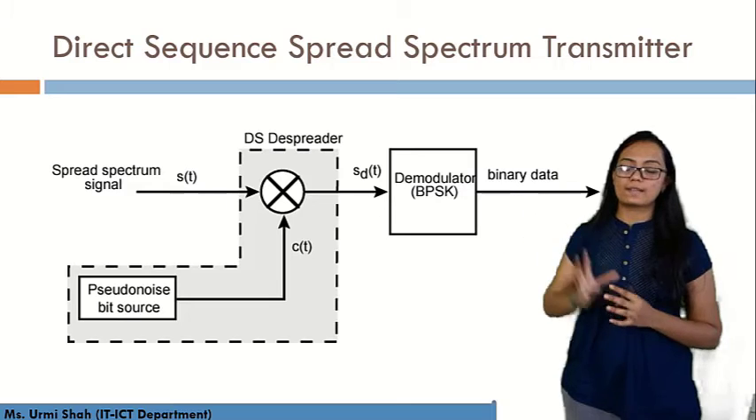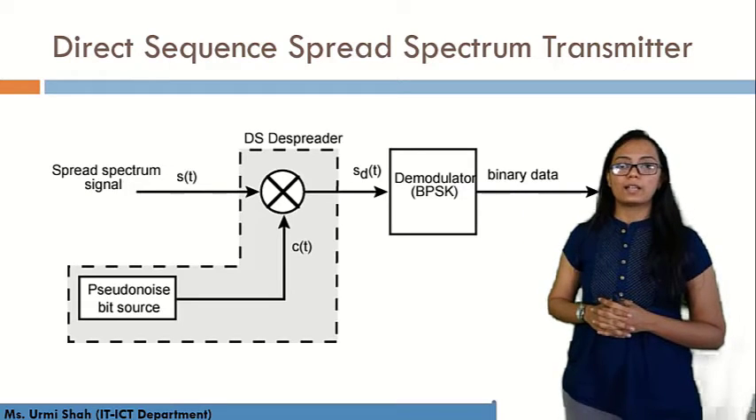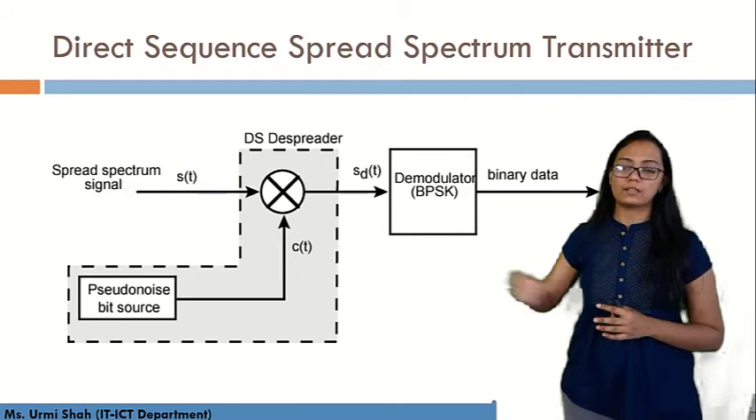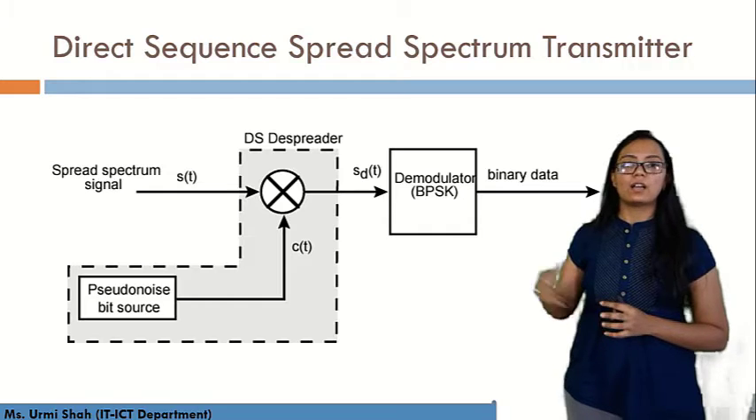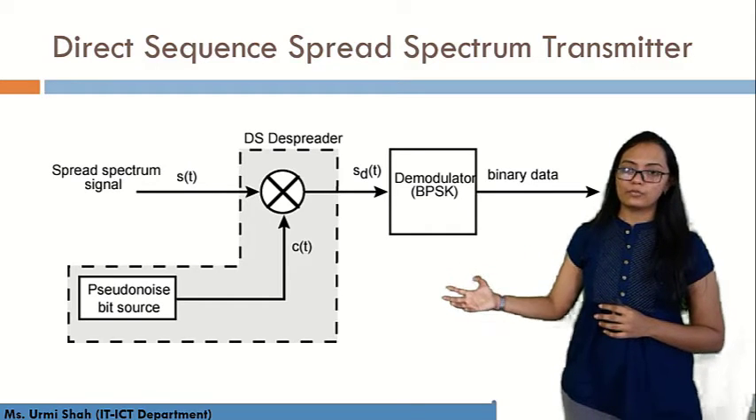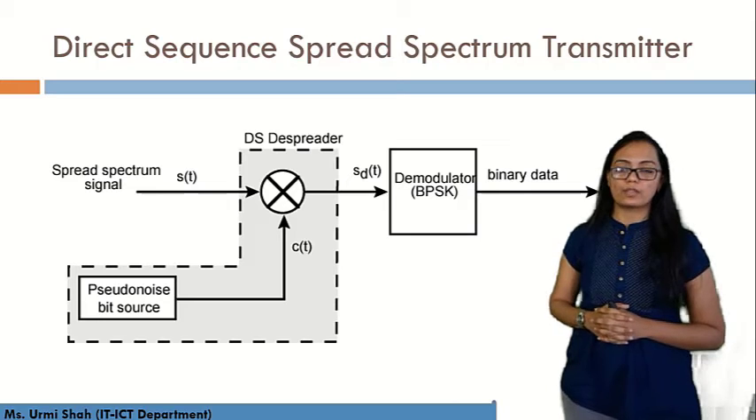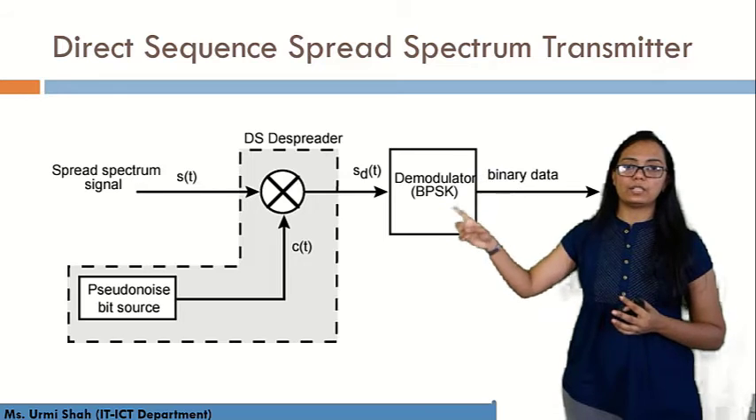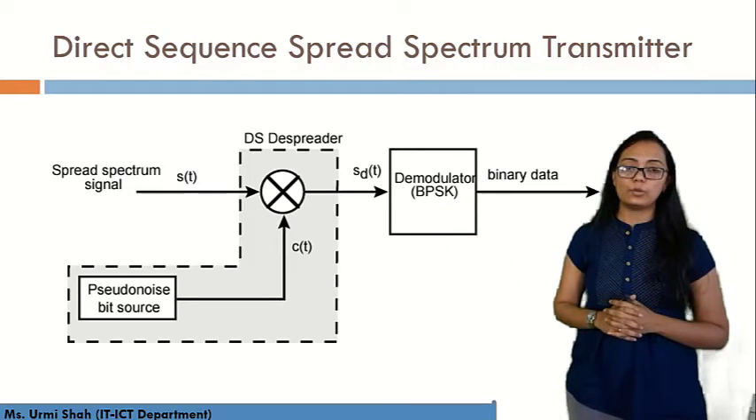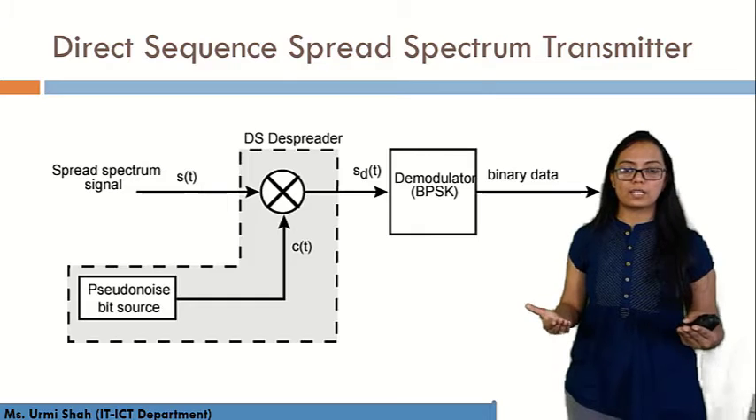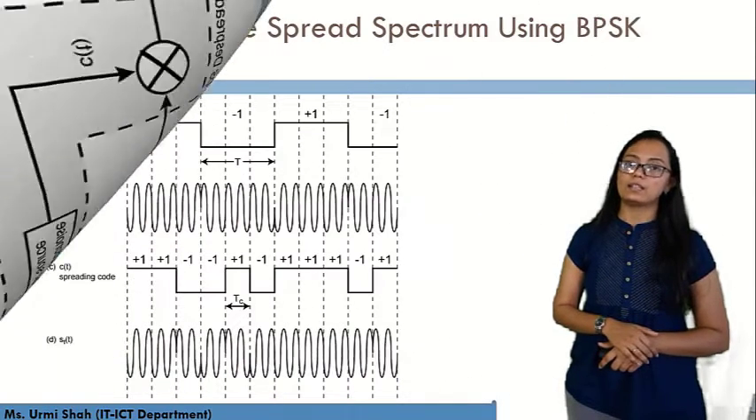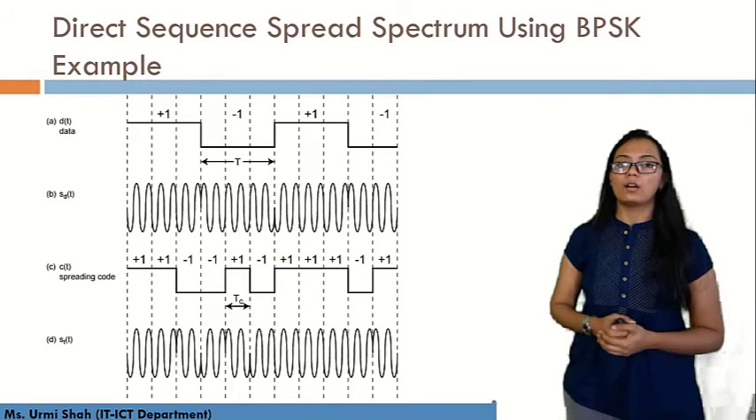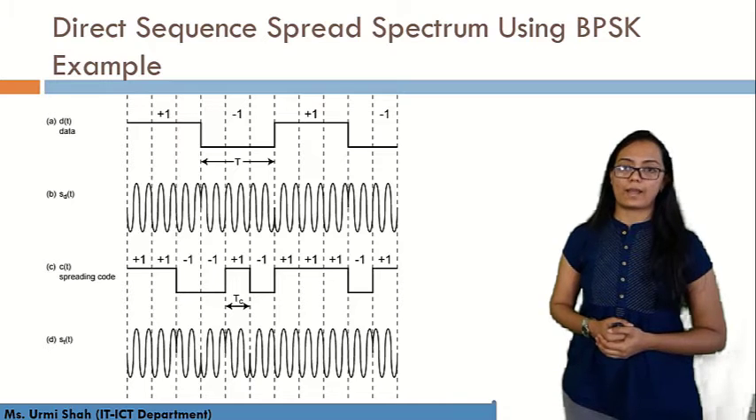Basically the spread spectrum signal s(t) will go into the DS despreader, and in the despreader there will be mixing of the signal with c(t), which is coming from the pseudo noise bit source. Then it will be further processed as Sd(t) to the demodulator block, and the demodulator will perform demodulation of the signal and generate the binary data. So these are the two blocks, transmitter and receiver, of direct sequence spread spectrum.